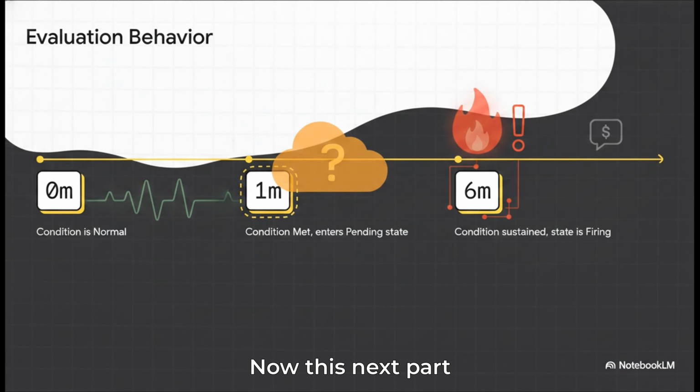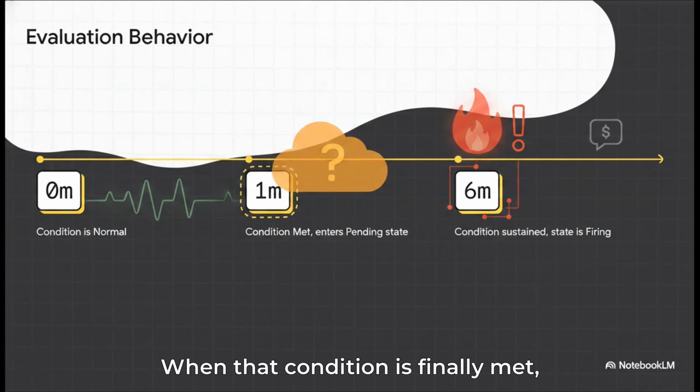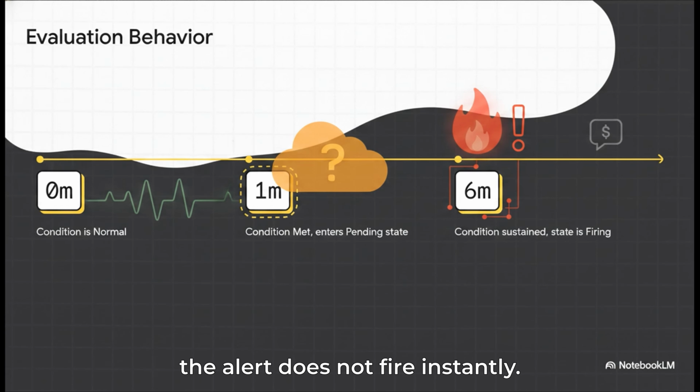Now, this next part is absolutely crucial for avoiding alert fatigue. When that condition is finally met, the alert does not fire instantly. Instead, it enters this pending state. By setting a pending period of, say, 5 minutes, Grafana basically waits to see if the errors sustain themselves. This is brilliant because it completely prevents some tiny, harmless network blip from waking you up in the middle of the night. But if the system stays broken, then it officially transitions to firing.